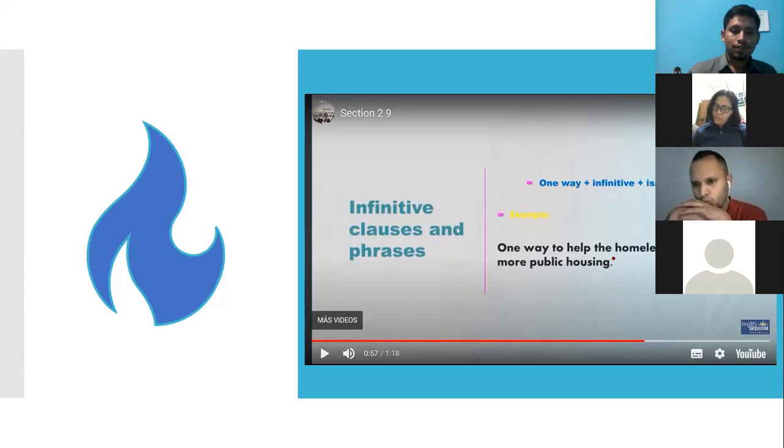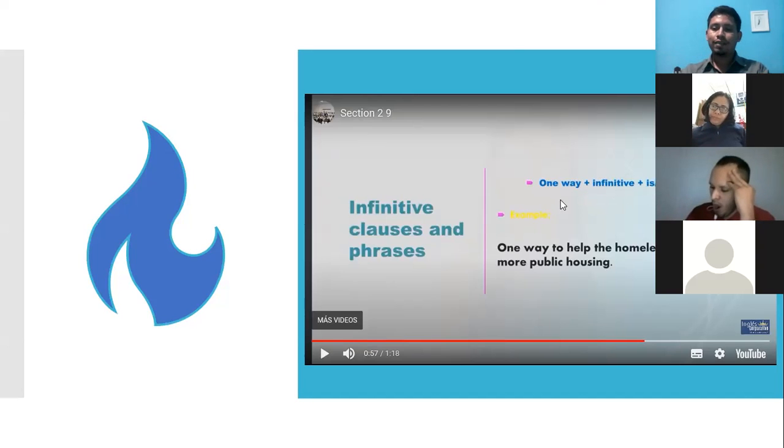But then we have another thing. We have the clauses. When we talk about clauses, we are referring to two different sentences, one dependent and one independent. In this way, we're going to join the infinitive and another infinitive. In this sentence, one way to help the homeless is to build more public housing. That is the second infinitive that we use with a clause.